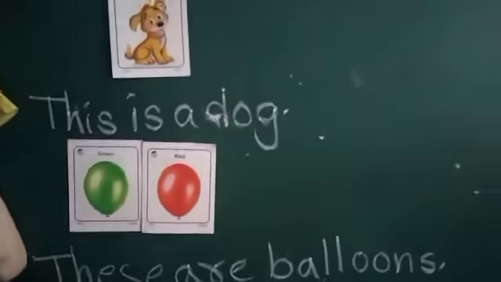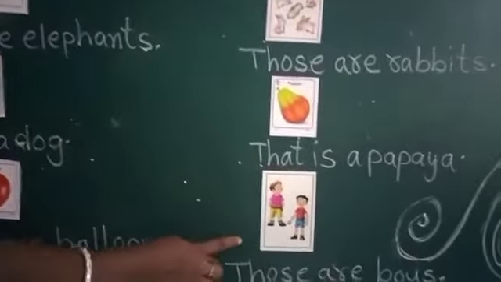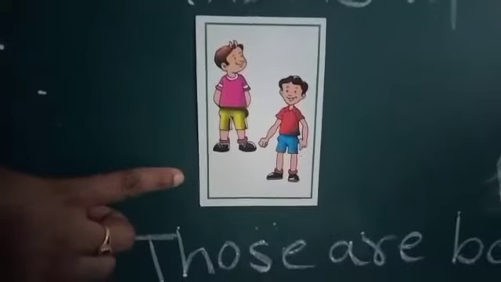Okay. Next. Next, Dolly is telling about this picture. What is this picture? Who is there in this?